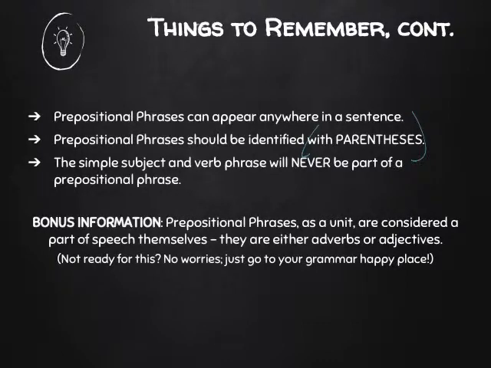Finally, there's a little bit of bonus information here. If your brain is full, put an X through it, don't worry about it. If not, it's kind of nice to have a little bit more context. Prepositional phrases, once you put the parentheses around them, become a single unit of speech. They're either adverbs or adjectives, telling us which one, what kind, how many, how much, or where, when, why, or to what extent. Too much information? Go to your grammar happy place, ignore the last 10 seconds of this video.